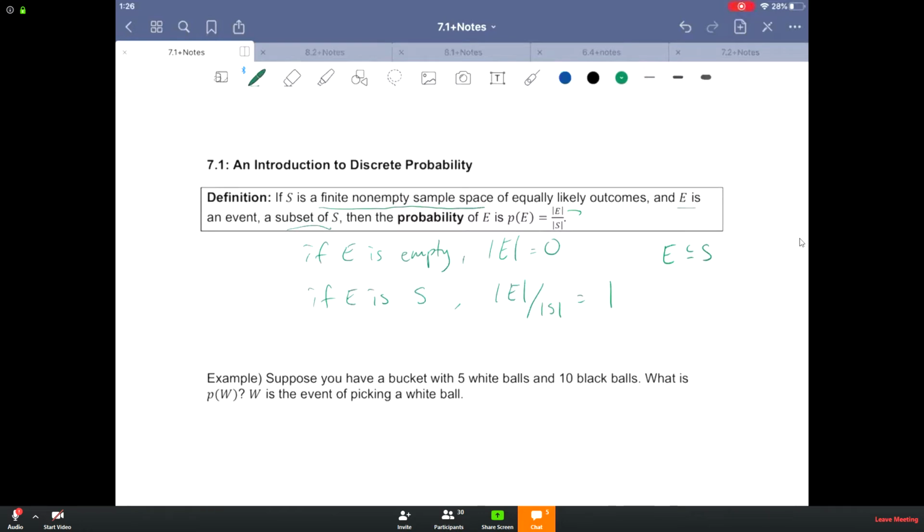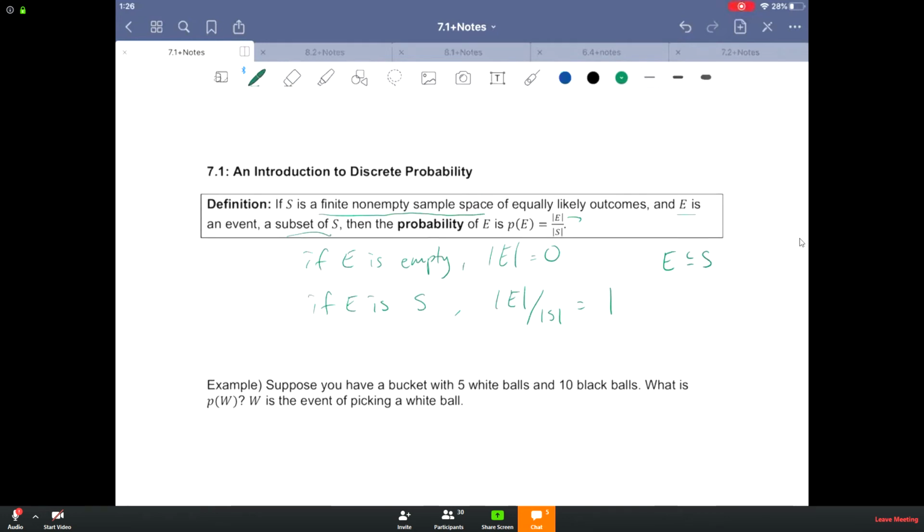Any questions on the definition? Now notice, it says S is a non-empty sample space. Because if it ends up being empty, well, the cardinality is 0, and then according to our definition, we're dividing by 0. And we know we always get problems with that. So S being non-empty is very important.